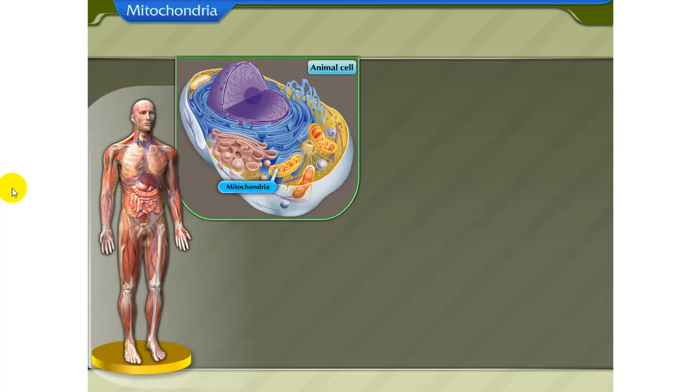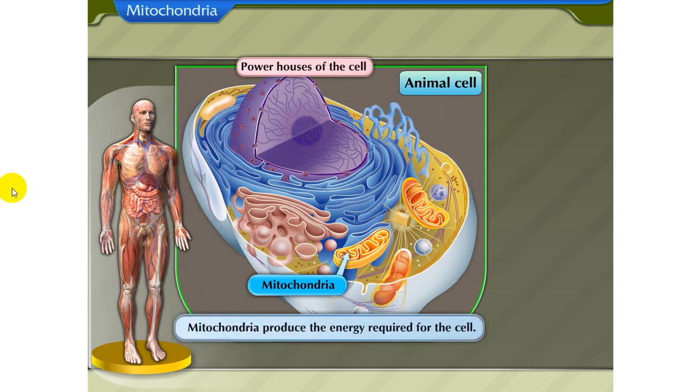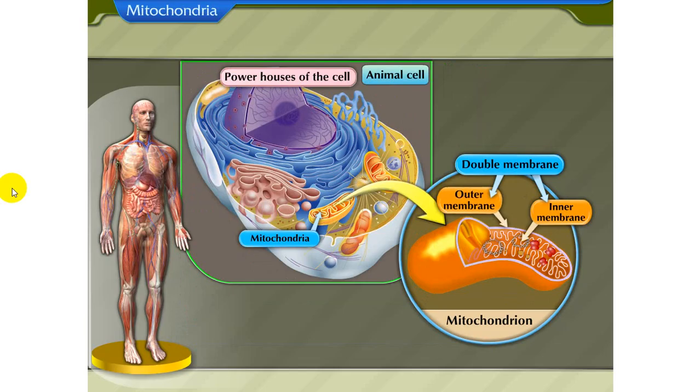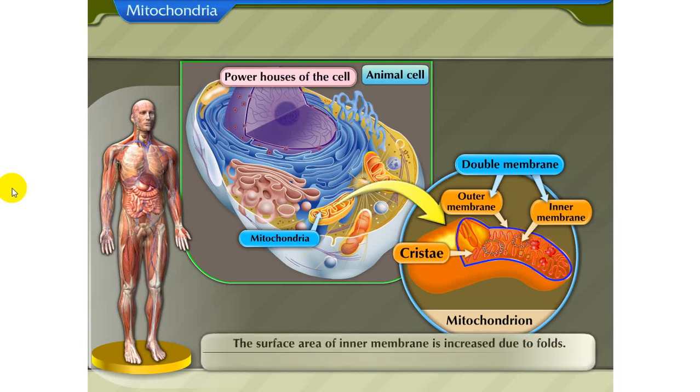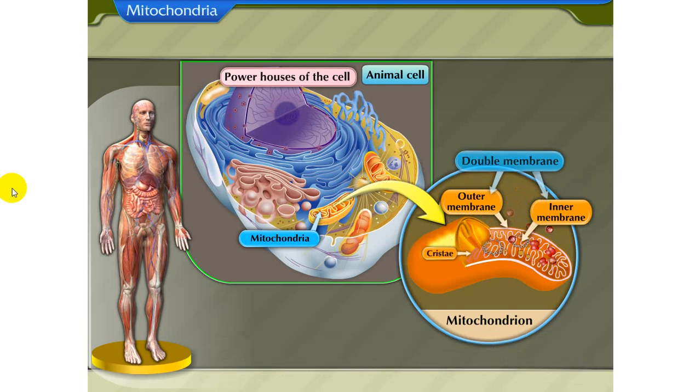Mitochondria. Mitochondria are the powerhouses of the cell. They produce the energy required for the cell. Under an electron microscope, a mitochondrion is seen as a double membrane bound structure. The outer membrane is porous while the inner membrane is deeply folded. These folds are called cristae. Due to these folds, the surface area of the inner membrane is increased to a great extent. The larger surface area ensures efficient functioning.